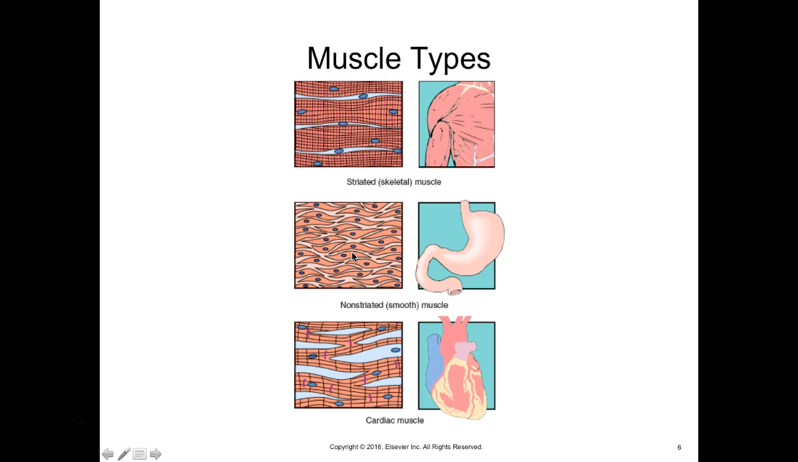And then the non-striated or smooth muscle does not have striations and is involuntary. So non-striated or smooth muscle lines organs and tubes throughout the body, and again is involuntary, so we don't have to control it. It's controlled by the nervous system and the endocrine system.